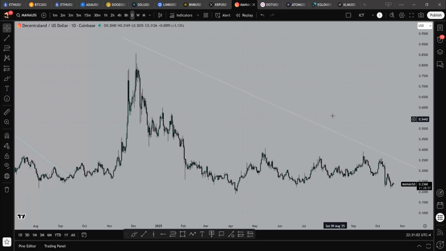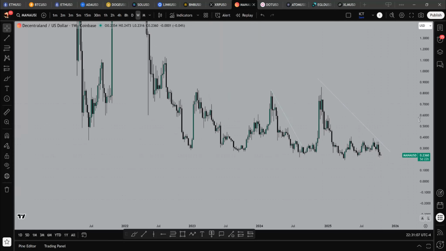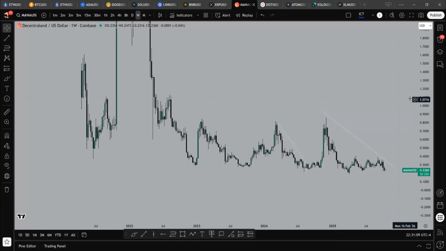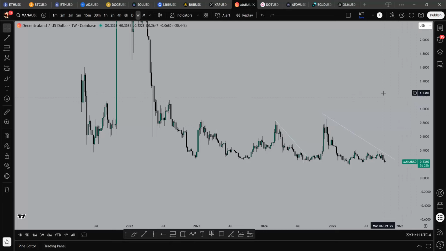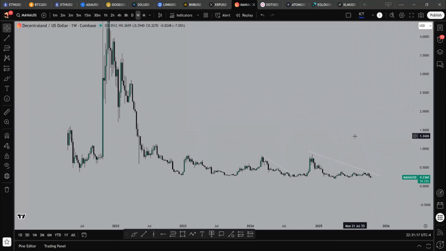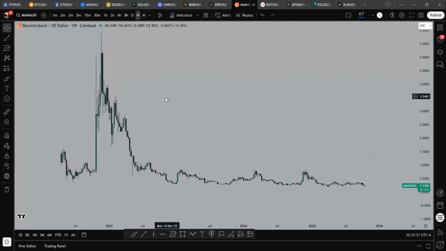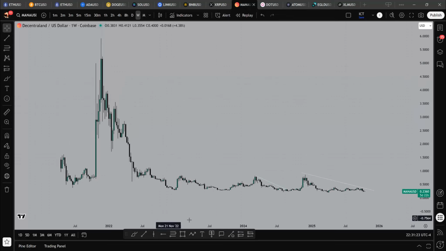All right, up next is Mana. So a lot of these have been really crushed. So you've seen some of these stronger altcoins, such as Solana and Ethereum, even though that's been very choppy. But take a look at Mana down here. I have some lines from some previous analysis, but you had a huge run up in 2021, the COVID bubble, and then you just got absolutely slaughtered.